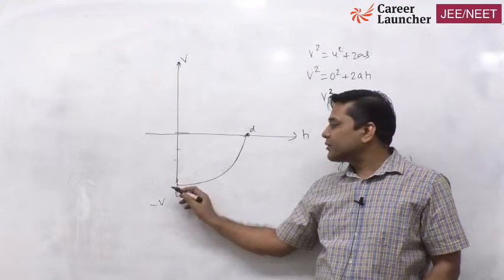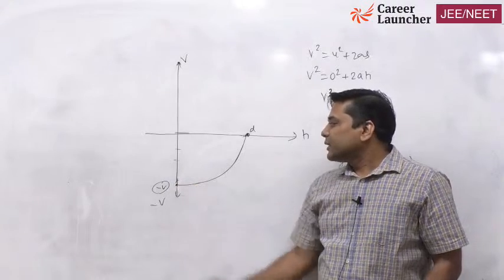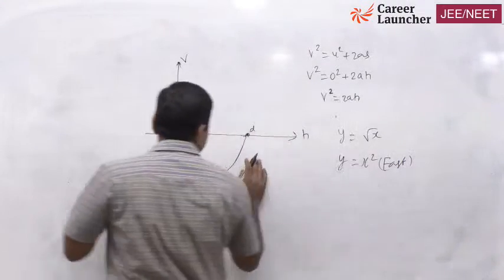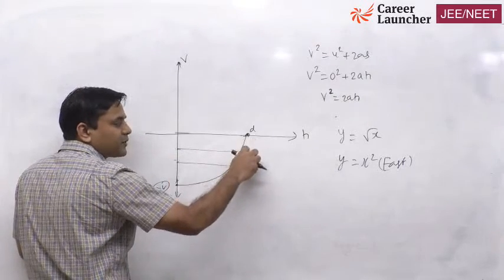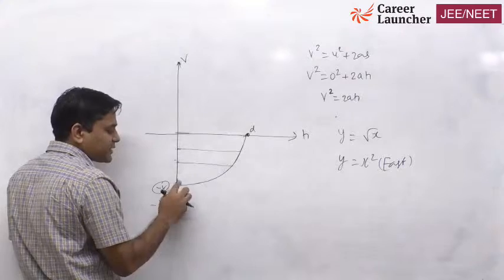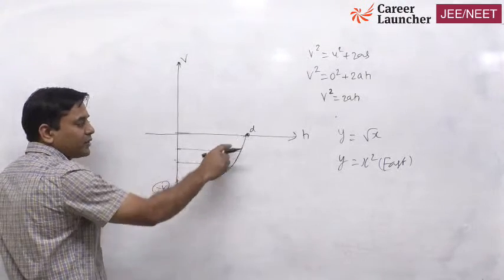After hitting, its velocity will become maximum. So this is minus v maximum. Here what is happening: as it is coming down, you can see that this v keeps on increasing, and here it becomes maximum, and here d becomes 0. Why? Because it is hitting the ground. So this will be the graph in this way.